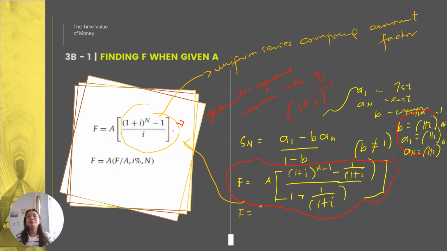And numerical values for the uniform series compound amount factor are given in a table with columns covering a wide range of values of I and N. So, we shall use, of course, the functional symbol, which is what we will use.